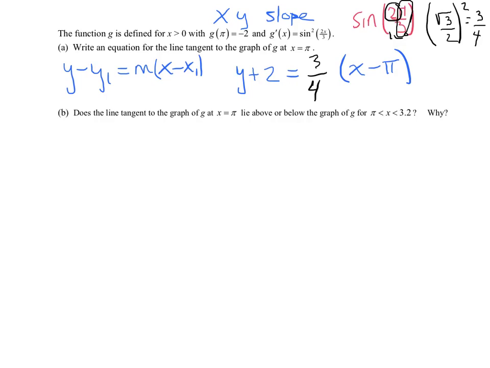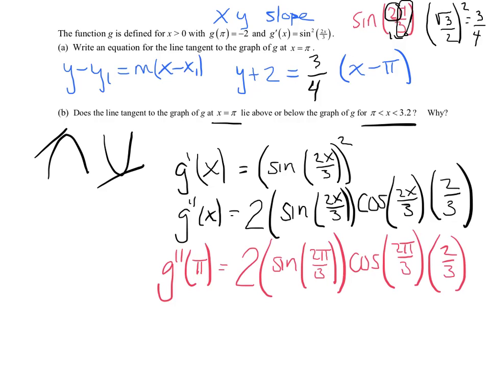Alright, part B. Does the tangent line at x equals pi lie above or below the graph for that interval? Why or why not? Alright, well again, if you want to know where your tangent line is sitting, it's strictly based on the concavity. So you've got your first derivative, go get your second, and test her out. Pause it, try it on your own. So again, I'll just walk you through what's going through my head.